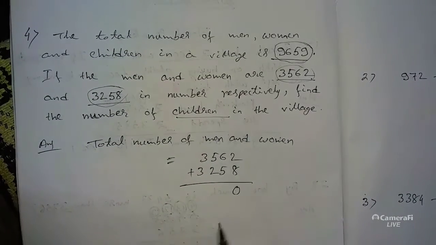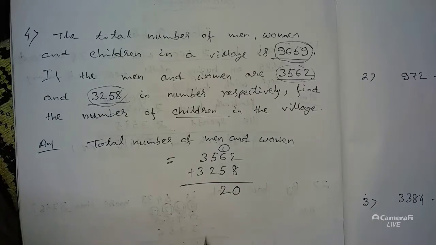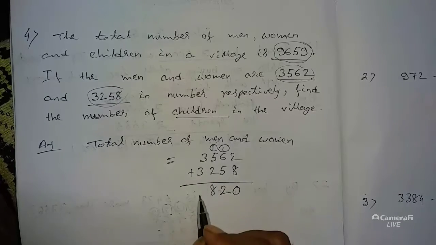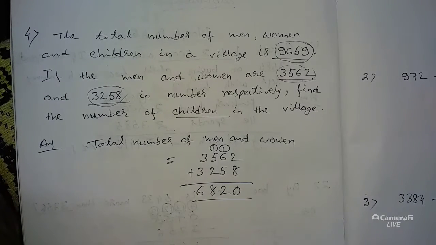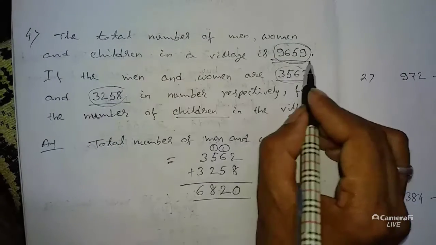8 plus 2 is 10, 1 carry. 6 plus 5 is 11 plus 1 is 12, again 1 carry. 2 plus 5 is 7 plus 1 is 8, 3 plus 3 is 6, 6820. This becomes the total number of men and women, but total number of men, women and including children is this one.